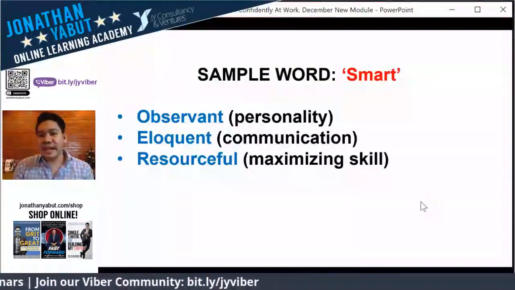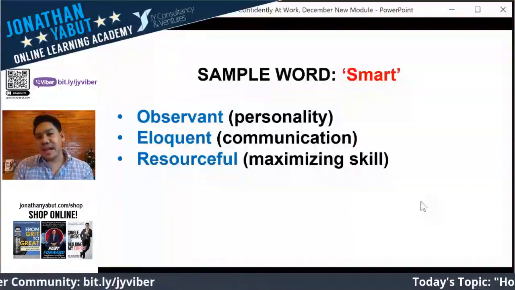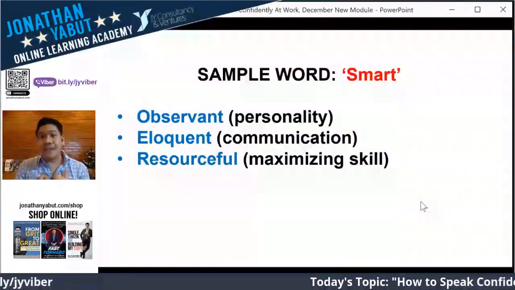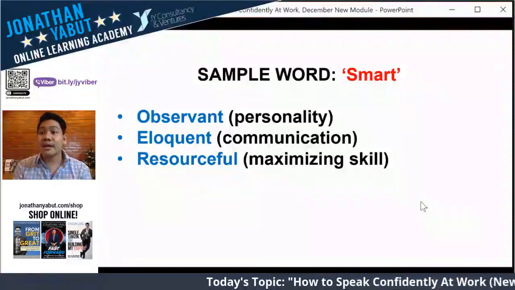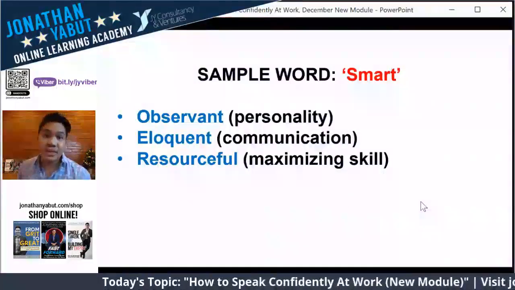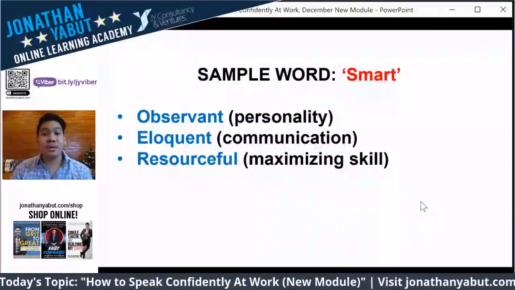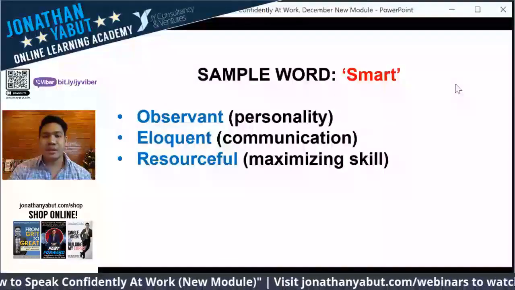So whatever it is, if you gave me a more specific adjective, if I was the listener, I'll have a better idea why you chose that word. That makes you more sophisticated. That makes you more insightful in your responses.